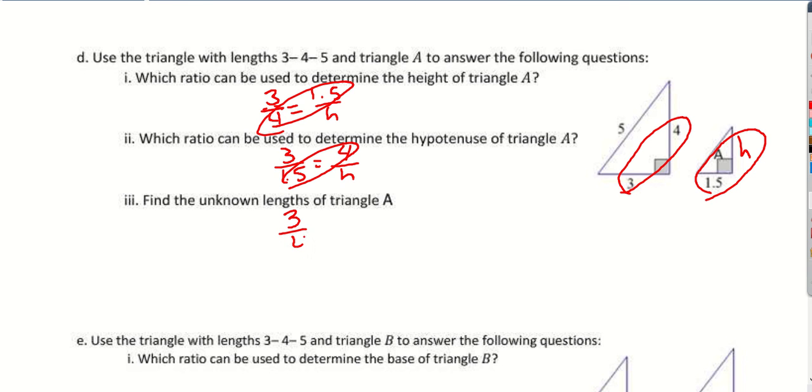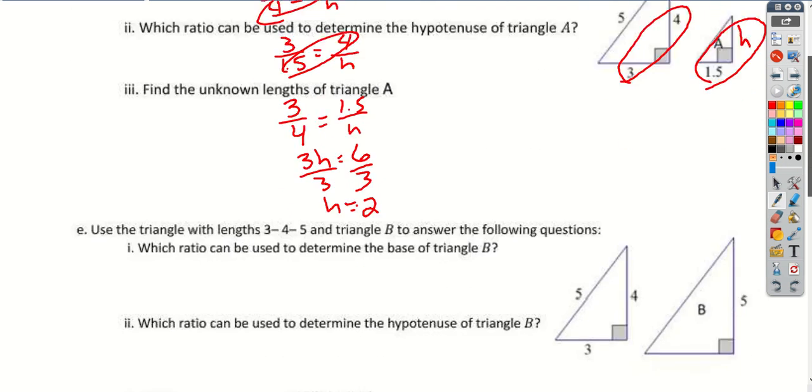So 3 over 4 equals 1.5 over H. We're going to cross multiply and solve here. So 3H is equal to 4 times 1.5, which should be 6, divided by 3, and we get H is equal to 2. So the two ratios we're using are 3 over 4 and 1.5 over H, and we're just creating a proportion to solve.